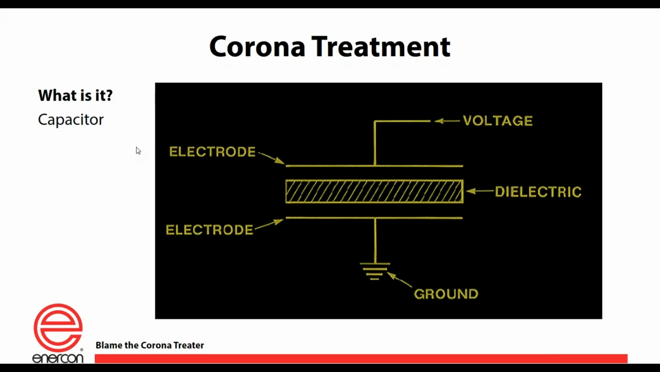Basically, a corona treater is nothing more than two capacitor plates with an insulator somewhere. In this case, we have the insulator in the middle. Between those two plates is an air gap of 60 thousandths, and corona is formed in there, corona just being ionized air. So we take 10,000 volts at 20 to 30 kilohertz, we ionize the air between that electrode and the grounded roller, and we get corona.